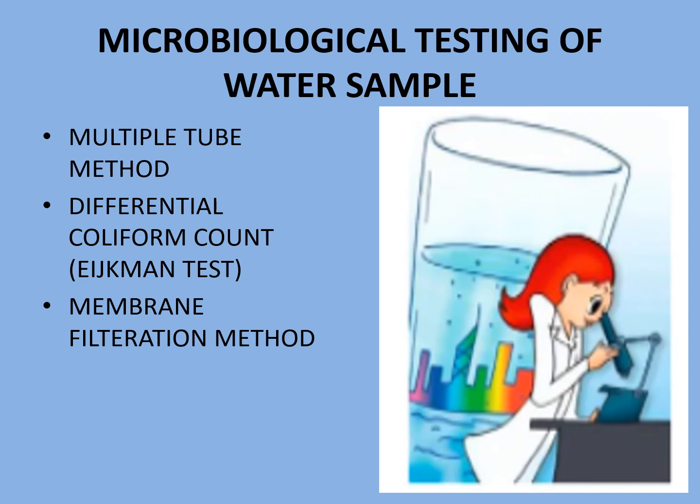Microbiological testing of water samples. These are the methods by which the collected water sample is tested for fecal coliforms or hospital pathogens. First is the multiple tube method, second is the Eijkman test or the differential coliform count, and next is the membrane filtration method.